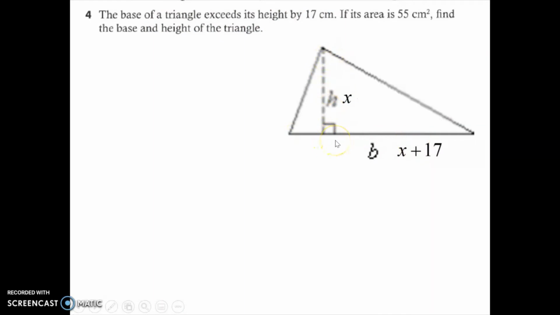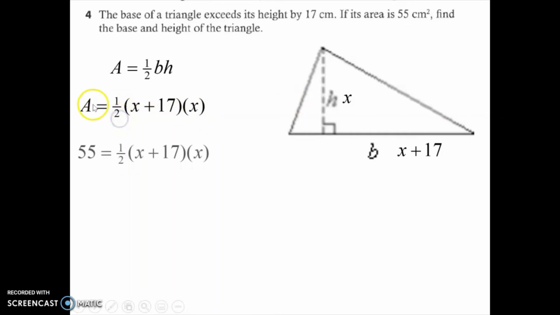Now, obviously, the area of a triangle is a formula you should know, and it is base times height divided by 2, or base times height times a half. So in this case, our base is x plus 17, our height is x, and we put a half there because it's a triangle, not a rectangle. All right, we know the area is 55, so I've replaced that. Now it's the same as the problems before, we just have to solve this.